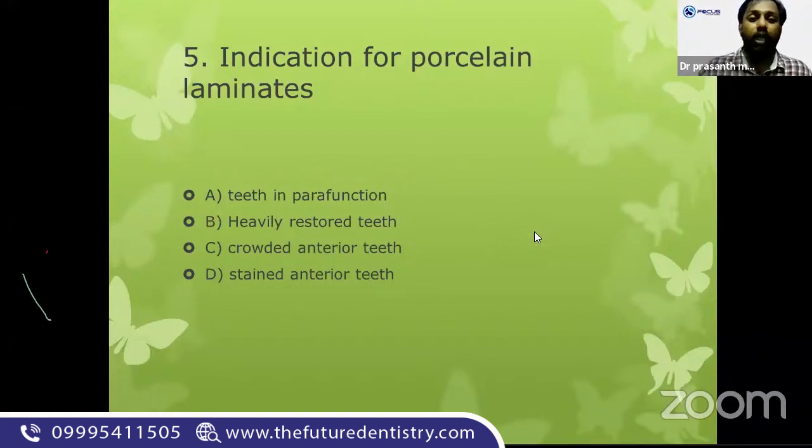Indication for porcelain laminate: teeth with parafunction, heavily restored teeth, crowded anterior teeth, stained anterior teeth. You can get confused between crowded anterior teeth and stained anterior teeth. Between the two, the better answer is stained anterior teeth. Mild crowding can be corrected with laminate veneers, but here they haven't told mild, moderate or severe. Nothing has been mentioned about the crowding. But staining, whether it is severe or mild, veneers are indicated. So there is no confusion regarding the 4th option. The answer is stained anterior teeth.